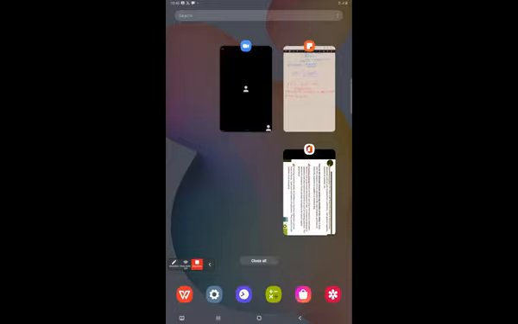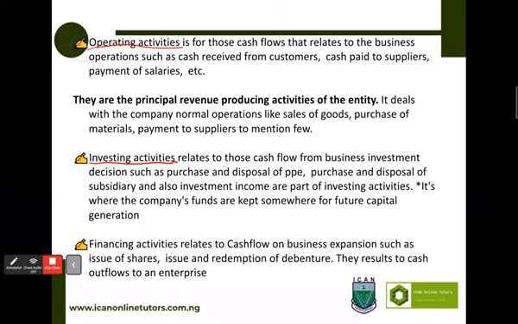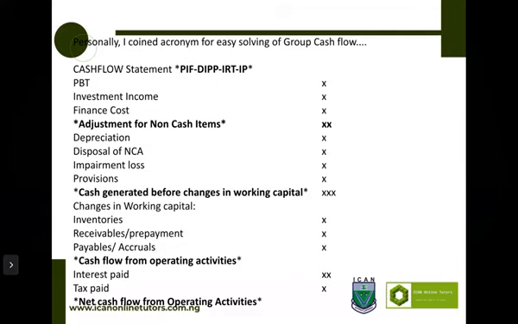Add the I. I already have it here for you. This is it: PIP, DIP, IRP, IT, or IRPIT, anyone you like. As you can see, the first one is profit before tax. Always use profit before tax. Add what? Investment income. Add finance cost.